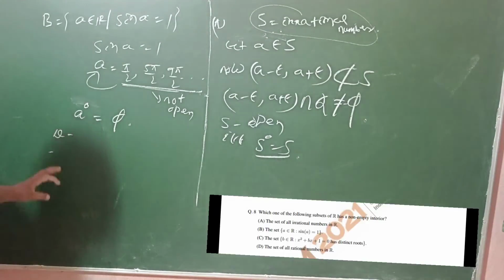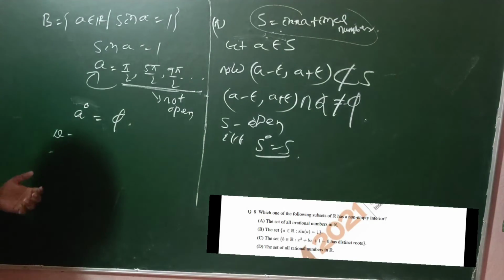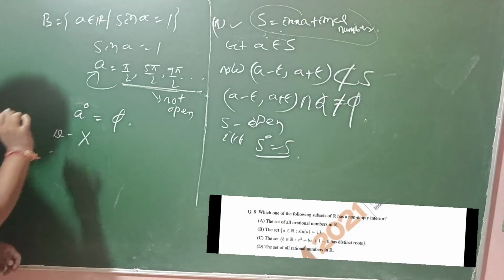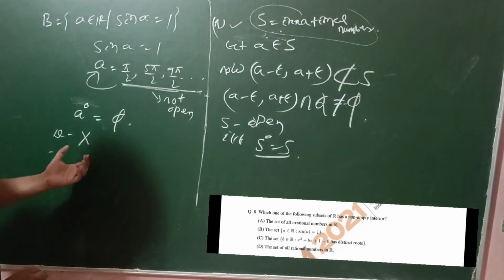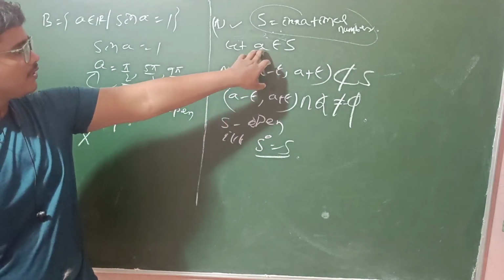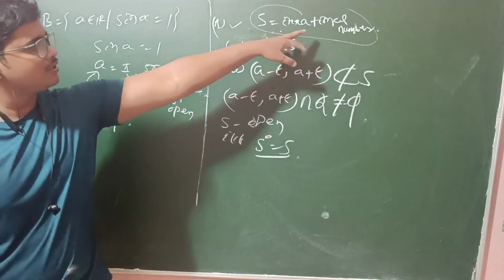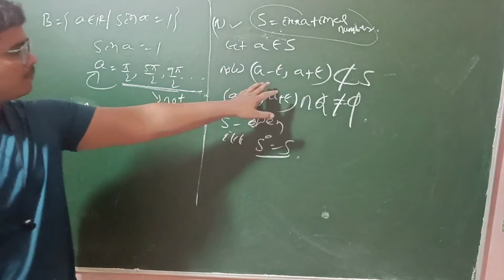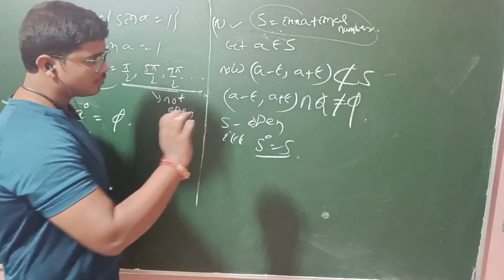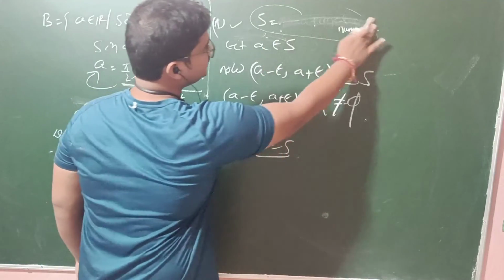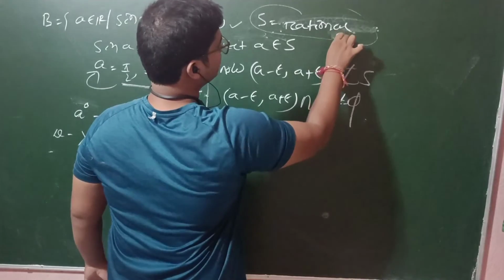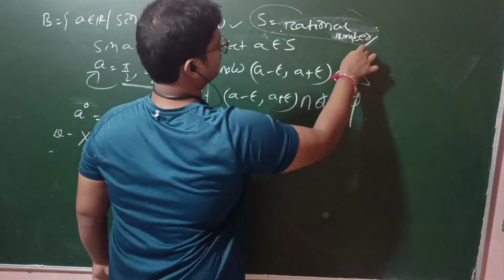Similarly D, given the set of rational numbers, is also false like option A, because similarly we can show that if A belongs to S and S is the set of rational numbers, then (A minus epsilon, A plus epsilon) is not contained in S. It is the same as for the irrational numbers.